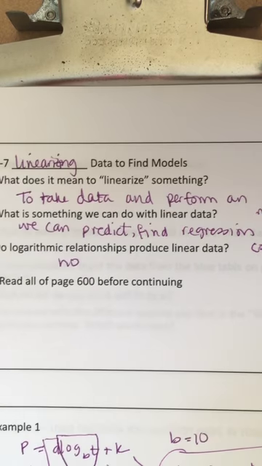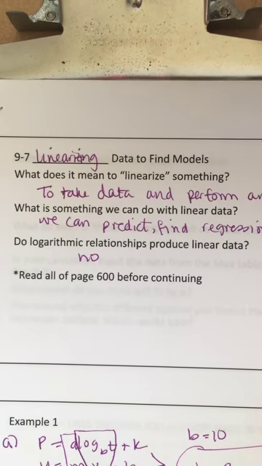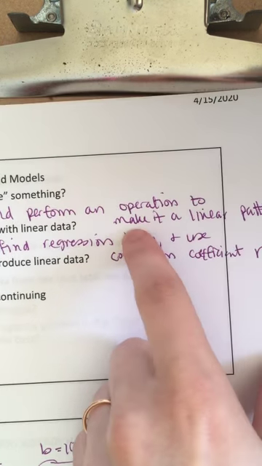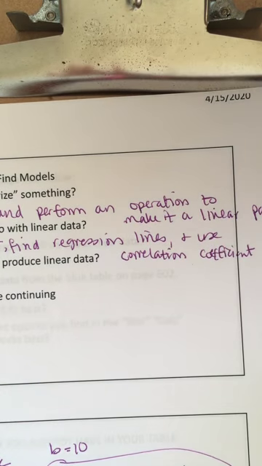9-7, linearizing data to find models. So I know this is my third take on this, but I've gotten it right now. So what does it mean to linearize something? It means to take data and perform some operation to make a linear pattern.